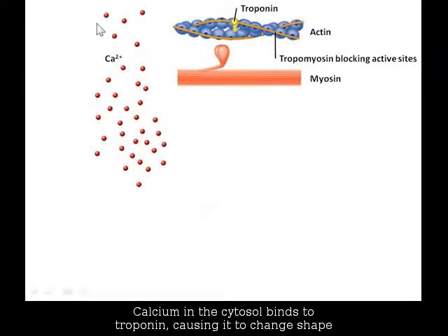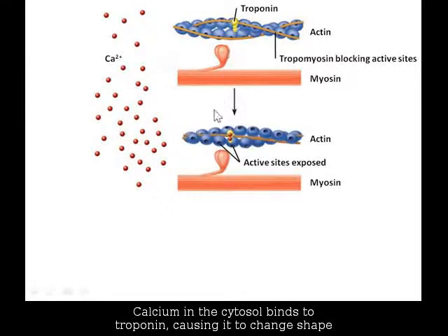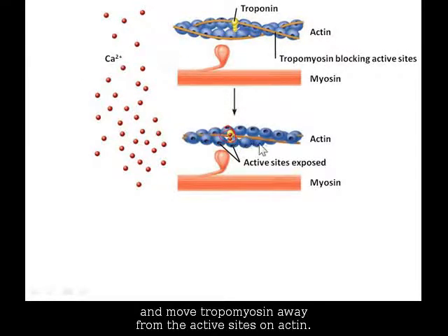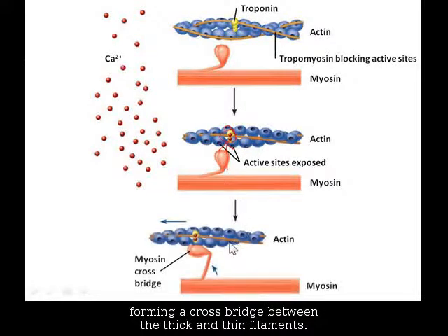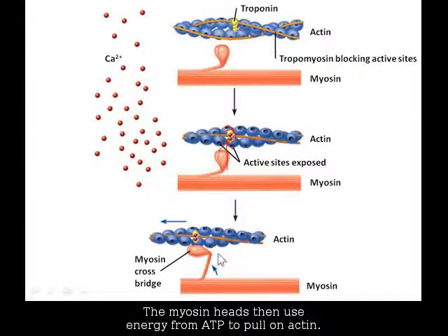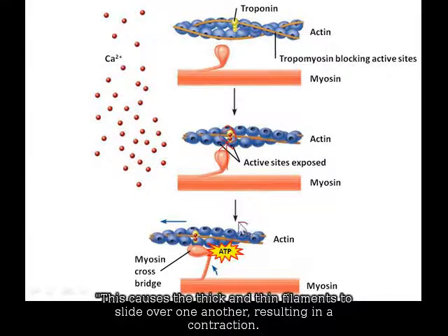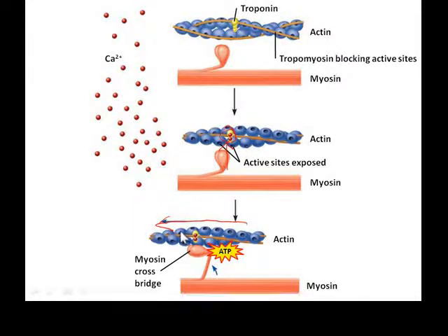Calcium in the cytosol binds to troponin, causing it to change shape and move tropomyosin away from the active sites on actin. The myosin heads now bind to the exposed active sites, forming a cross bridge between the thick and thin filaments. The myosin heads then use energy from ATP to pull on actin. This causes the thick and thin filaments to slide over one another, resulting in a contraction.